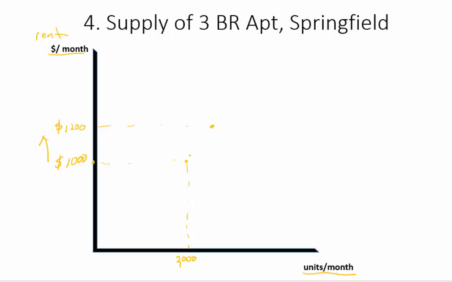And because in the short run, the supply of apartments is relatively fixed, it's pretty difficult for them to increase supply. They might be able to get some units that are being cleaned or repaired and hurry that along and get the supply up just a little bit. So let's say it only goes up to 2,050. And then we have a supply curve that looks something like that.